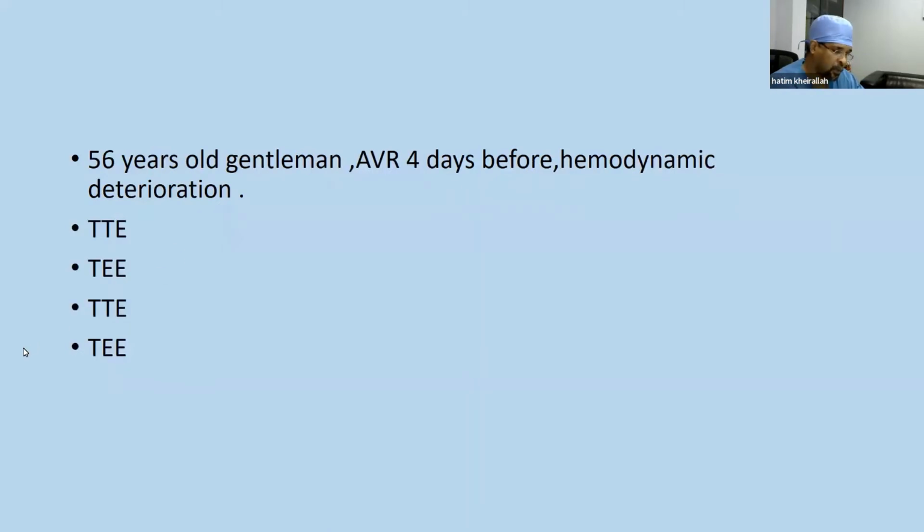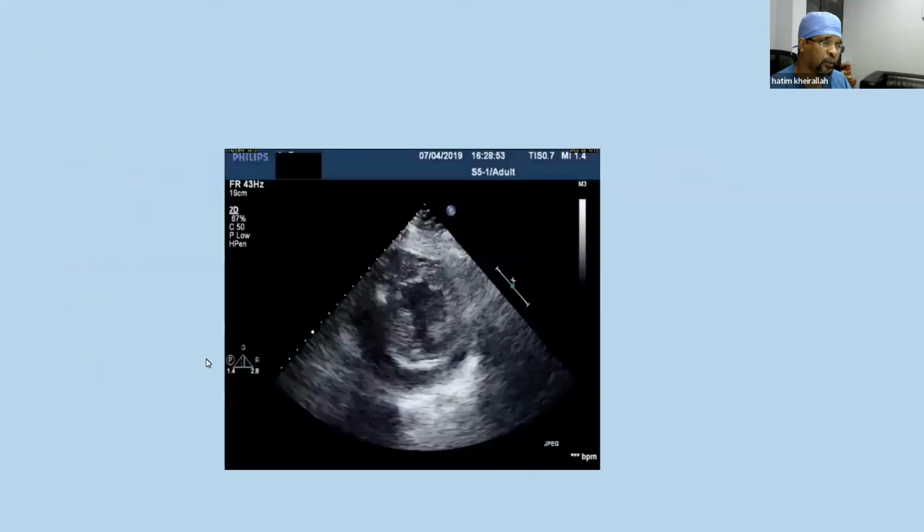Now I'm going to discuss with you a patient who is manifesting some of these biases, and I have been involved with this patient quite avidly. He is a 56-year-old gentleman. He had a metallic aortic valve replacement 4 days ago. Then he suffered hemodynamic deterioration. So the sequence was like this: he initially had a transthoracic echo, then a TEE, then another transthoracic echo, then another TEE.